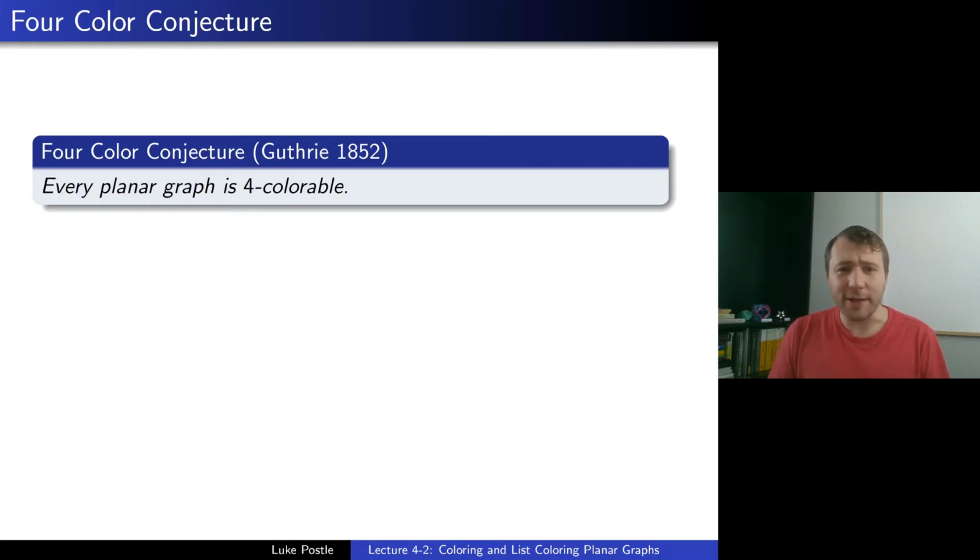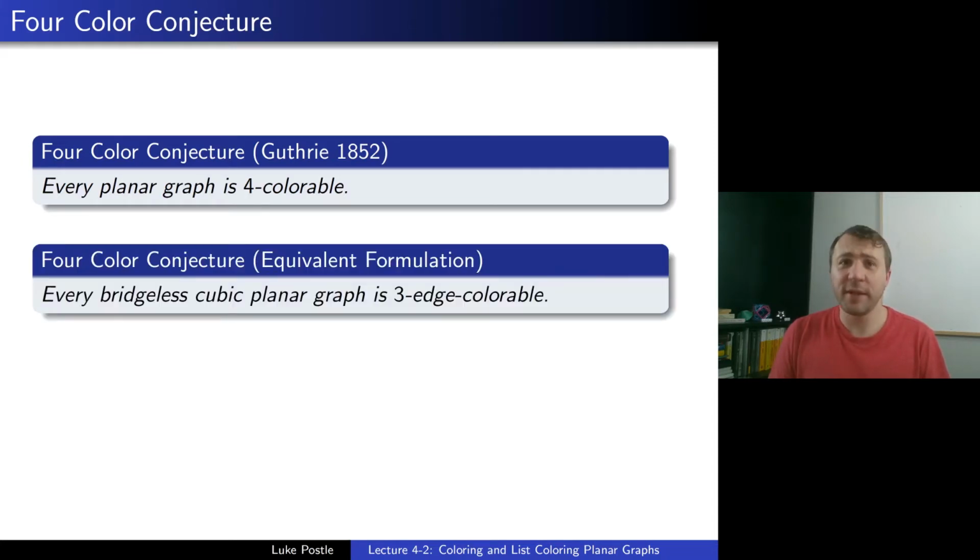What you might not know is that it has an equivalent form, which we'll get to later in the semester when we talk about flows and coloring flow duality, but it goes something like this. The four-color conjecture is equivalent to saying that every bridgeless cubic planar graph is three-edge colorable. So we talked about edge coloring last week, and so here we'd be looking at planar graphs that are cubic, but also that are bridgeless, so they don't have one-edge cuts. And the conjecture there, then, is that these are three-edge colorable.